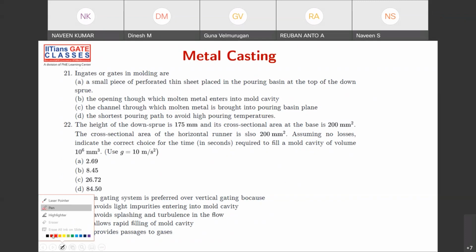Okay, you're right. Answer is B. It's very simple. Obviously, ingates are the openings through which metal enters into the mold cavity. What about the next one? 22nd one. Anyone? A small calculation you have to do, please do it and let me know. We'll discuss this. What about the 22nd one?